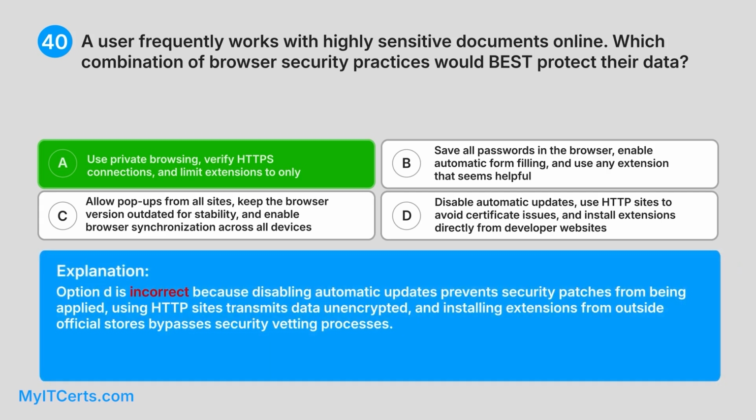Option D is incorrect because disabling automatic updates prevents security patches from being applied. Using HTTP sites transmits data unencrypted, and installing extensions from outside official stores bypasses security vetting processes.